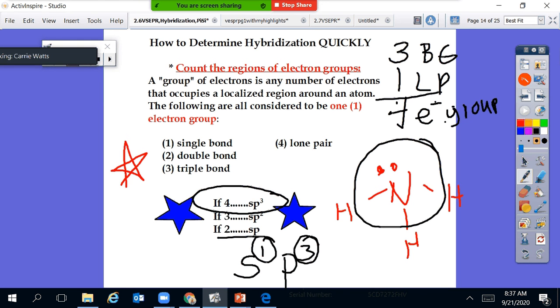If you had that boron, let's see, BF3. Here you have 3 bond groups, no lone pairs. That's going to be a trigonal planar. 3 bond groups, that would be S, which is 1, and then you need 2 more, P2. So it's sp2 for trigonal planar.